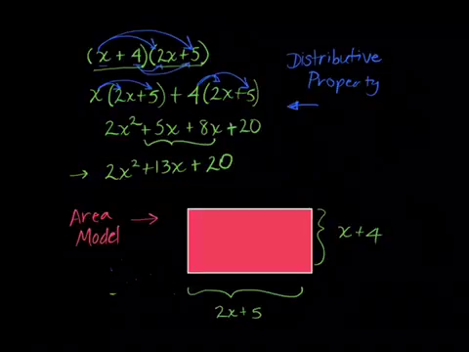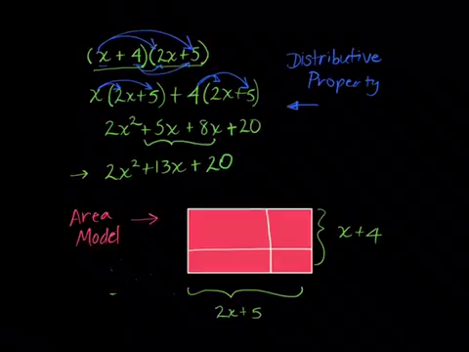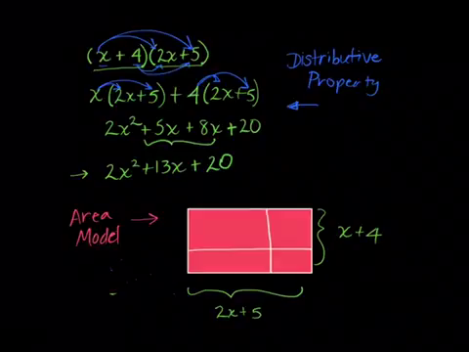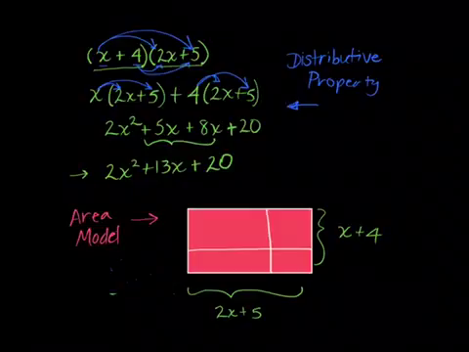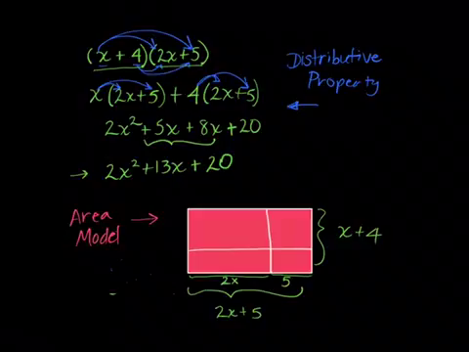And now we're going to divide our larger rectangle into 4 smaller rectangles. So we're going to break up the base into its length of 2x for this part and 5 for this part. So this will be 2x and this is 5.